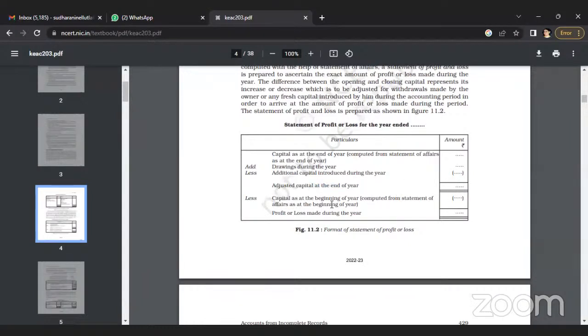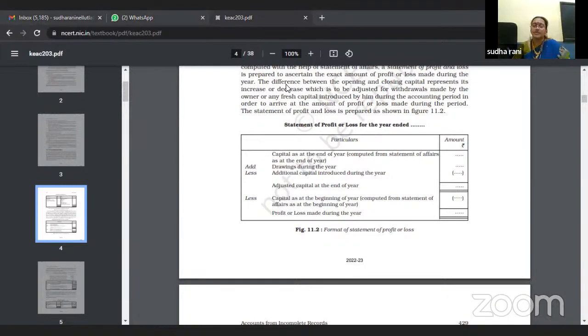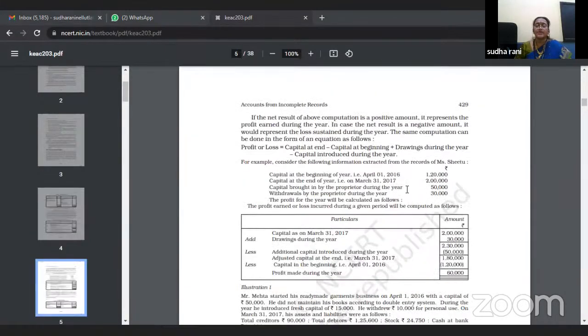From this adjusted capital, you will subtract the capital at the beginning of the year. By subtracting the capital at the beginning of the year, whatever you get is going to be the profit or loss of the firm. So it's a simple sum which you can do easily, based on the information provided to you in the examination questions. Let us see one example question.